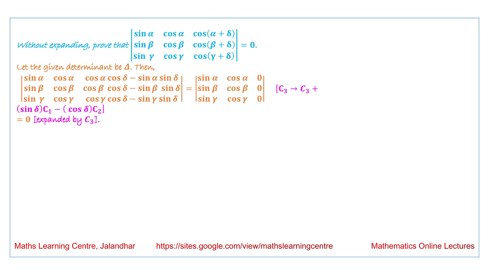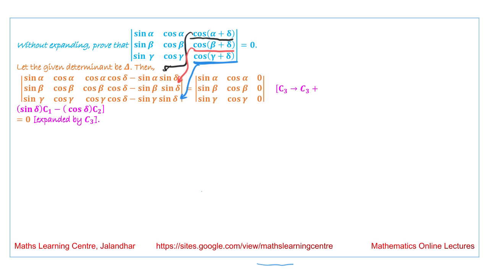Next, without expanding, we have to prove that this determinant is equal to 0. So the first step we have done over here, the term we have over here is cos of alpha minus delta. We have applied the formula and we obtain cos alpha cos delta minus sin alpha sin delta. For the second term, it is cos of beta plus delta, and for the third term we have cos of gamma plus delta. Now look at this third column over here.